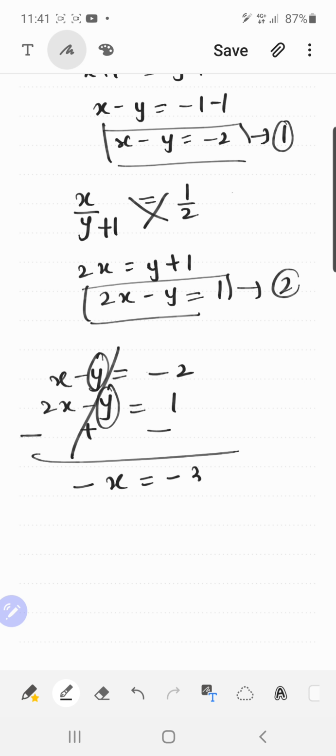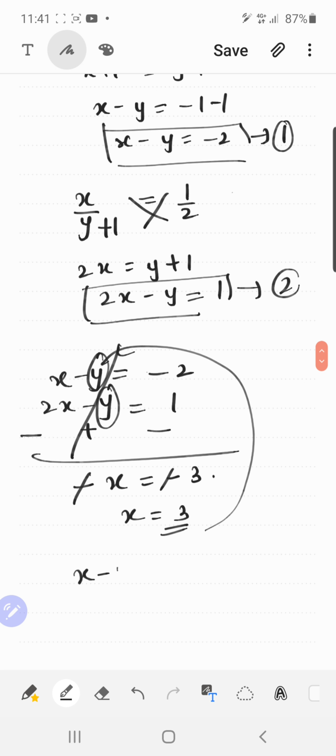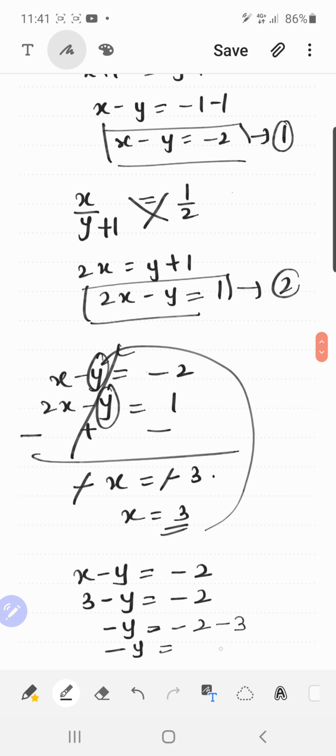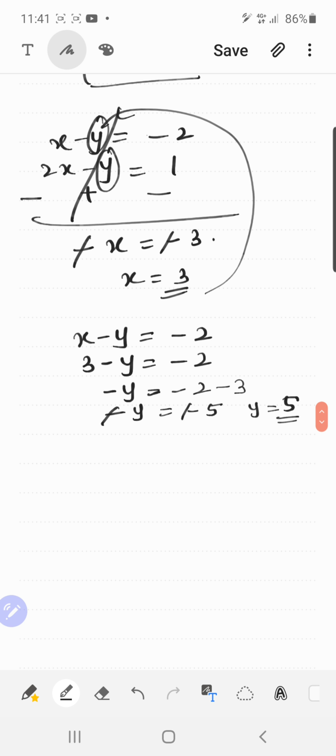is equal to minus 3. Minus minus cut and the value of x is 3. Now you have to put this x value in any one equation. If you want, you can put it in your first equation, that is x minus y is minus 2. You got 3 minus y is minus 2. Minus y is minus 2 minus 3. Minus y is minus 5. So y is equal to 5. And as I said previously also, if you have to give the answer in fraction, then you have to write it in the fraction form, that is 3 upon 5. So that's your final answer.